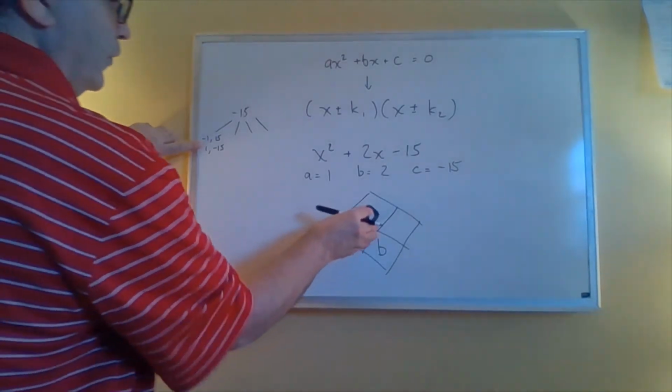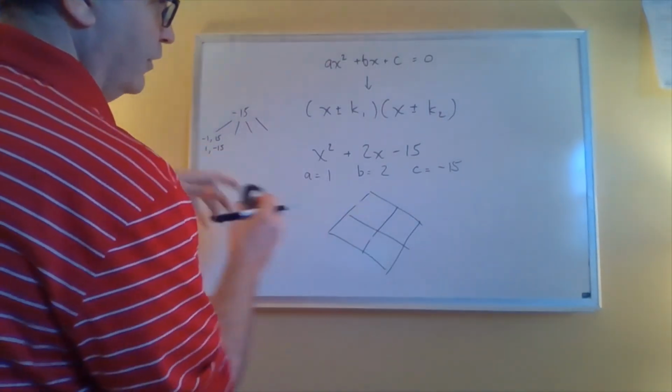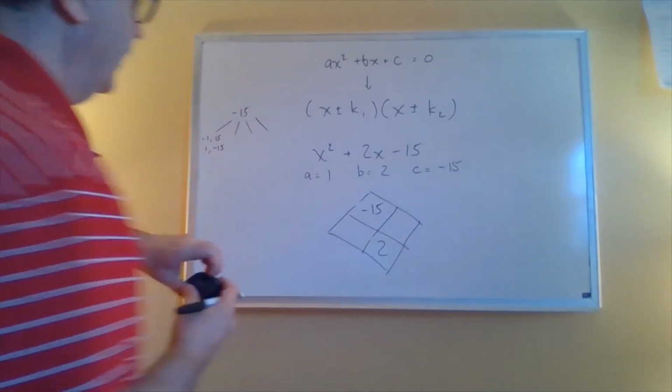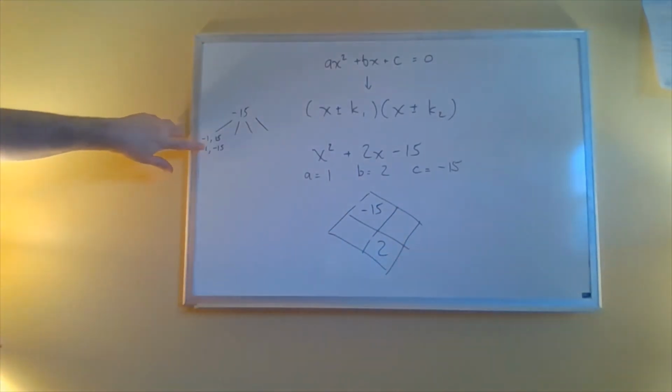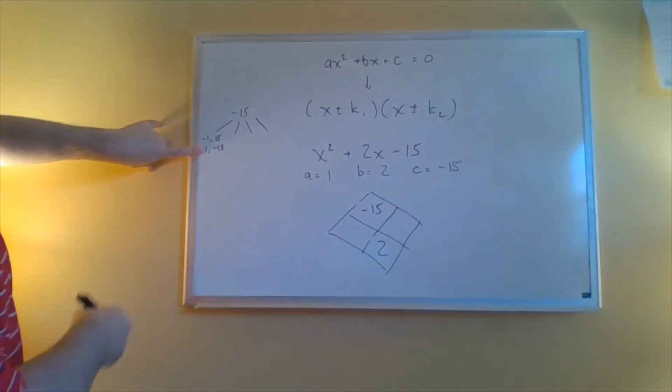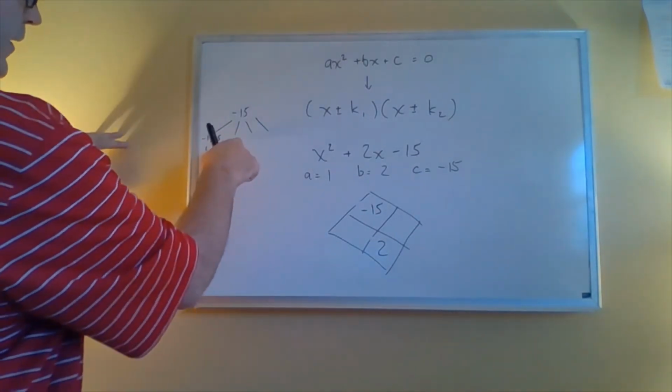That's not what we're looking for. I should replace my C and B here real quick. What was my C? Negative 15. What was my B? 2. Okay, so if I add negative 1 to 15, I get 14. That's not 2. If I add 1 to negative 15, I get negative 14. Well, that's not it. Okay, let's keep going.